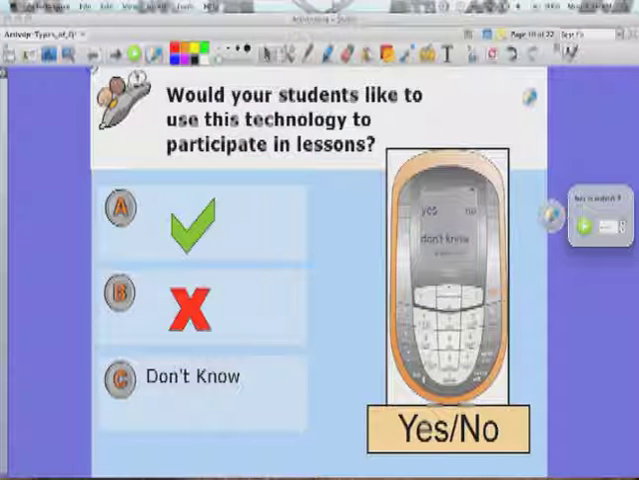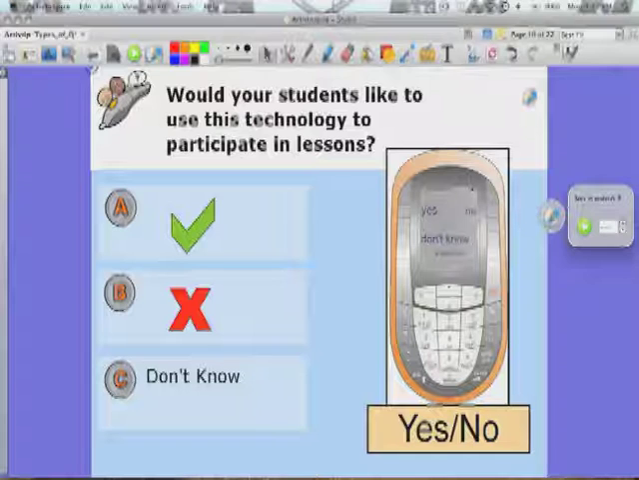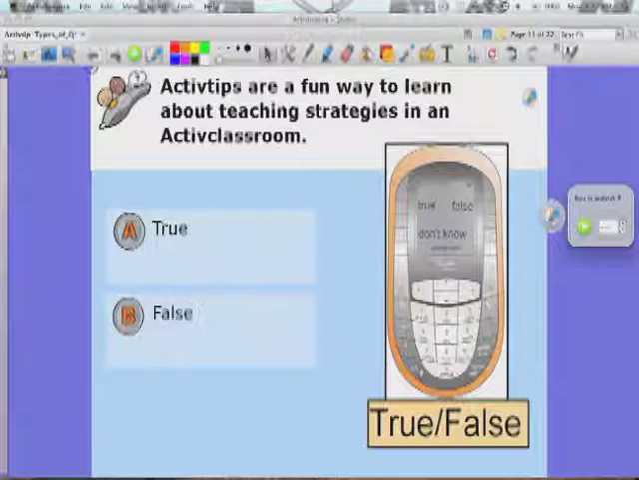And then finally, we have the yes, no, and the true, false questions. So a yes, no question. How would you answer a question like this? Would your students like to use this technology to participate in lessons? Hopefully, the answer is yes. And finally, a true, false question. ActivTips are a fun way to learn about teaching strategies in an active classroom. I hope you would say true. We could also ask, are ActivTips a great way to learn about the lifestyle of fish? And in that case, you'd have to say true, because I just talked about the lifestyles of fishes.